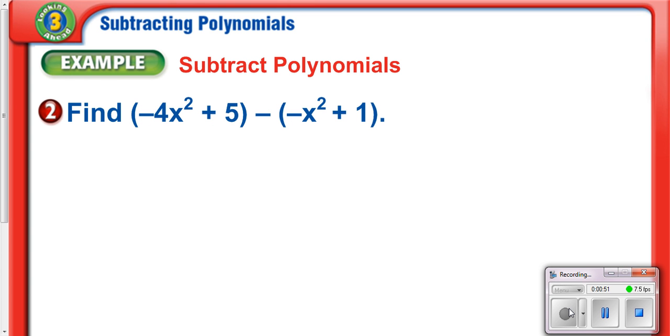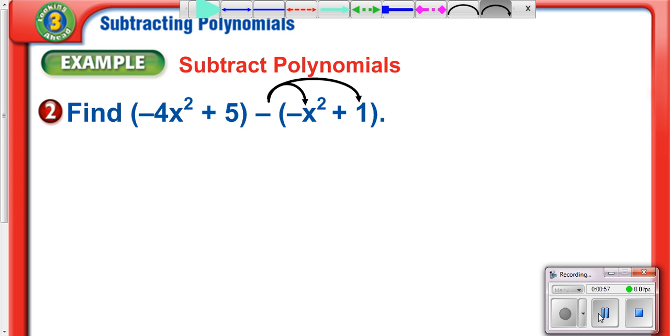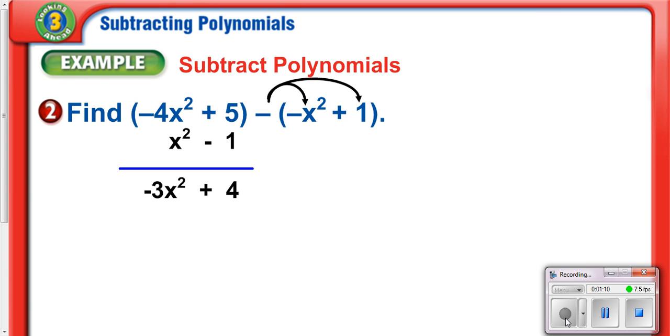Example 2, again, we're going to be subtracting two binomials here. So we'll start off by distributing our negative sign. Negative into a negative x squared gives us positive x squared, and negative into a positive 1 would give us negative 1. Go ahead, work down the paper, and we get negative 3x squared plus 4.